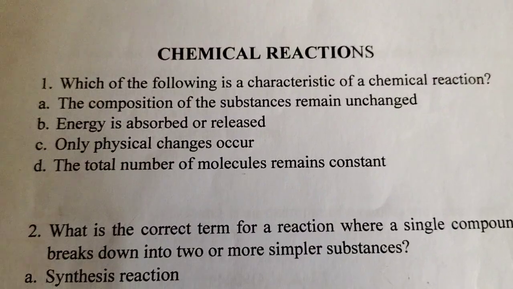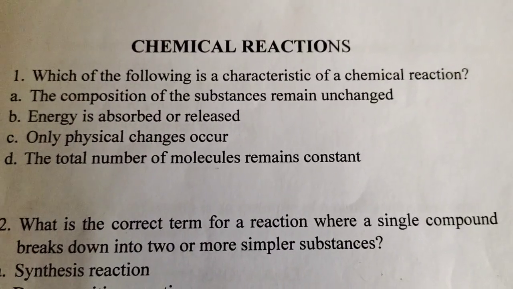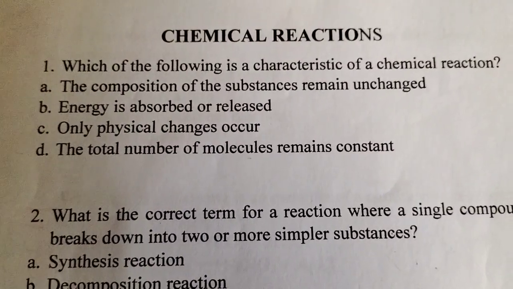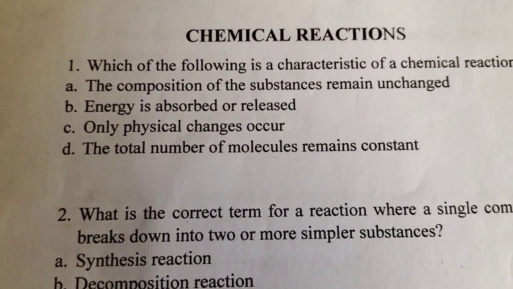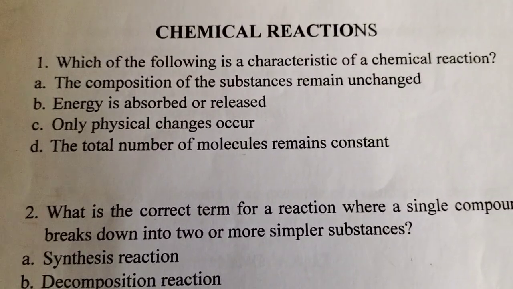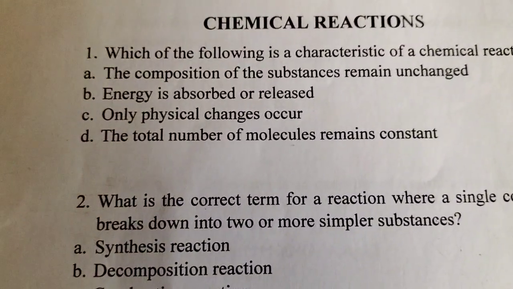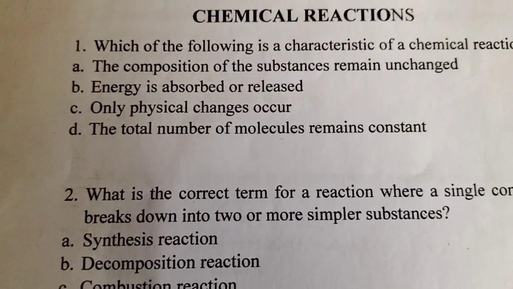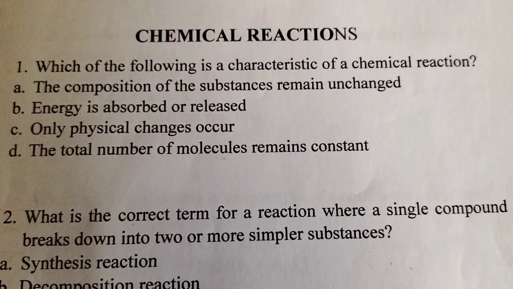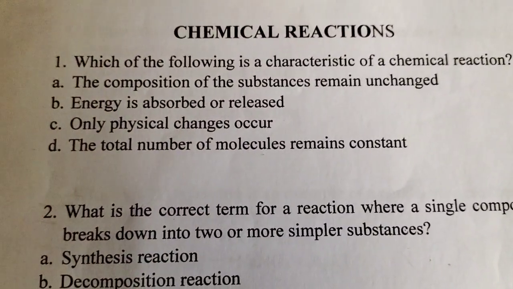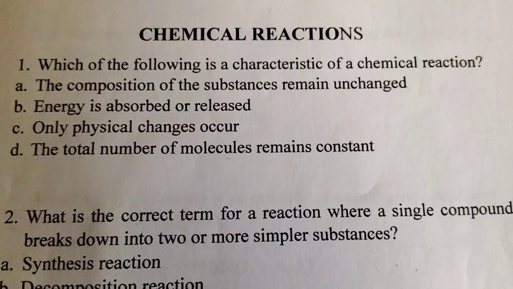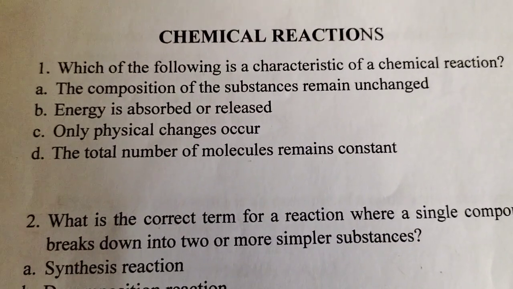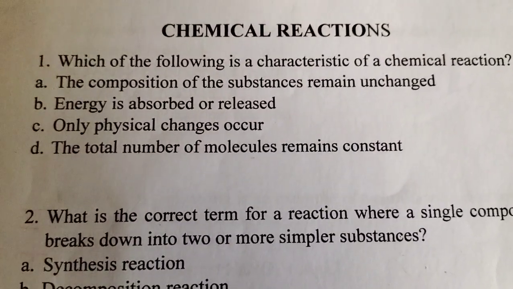Number 1 says, which of the following is the characteristic of a chemical reaction? A. The composition of the substances remains unchanged. B. Energy is absorbed or released. C. Only physical changes occur. D. The total number of molecules remains constant. The answer to this question is B. Energy is absorbed or released in chemical reactions, whereby if it is absorbed, we say we have endothermic. If released, we say we have exothermic reaction.